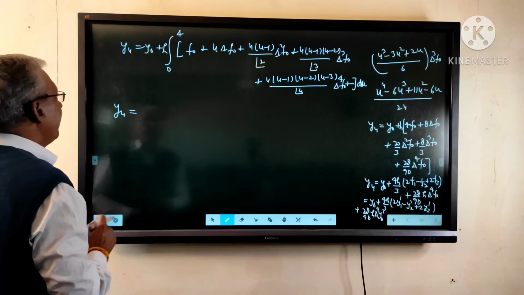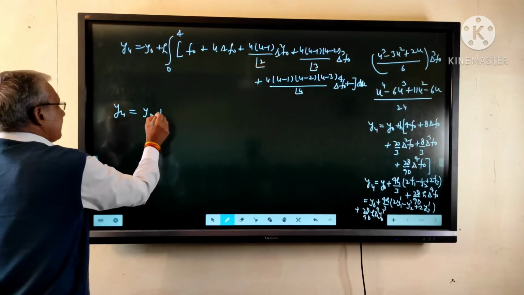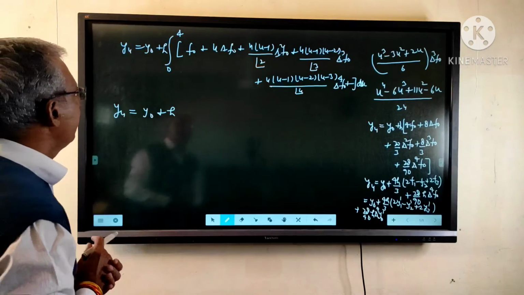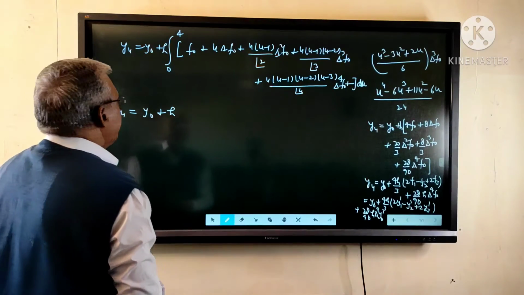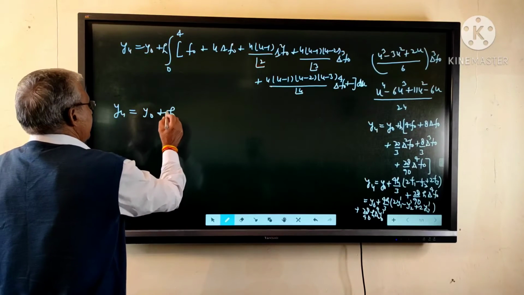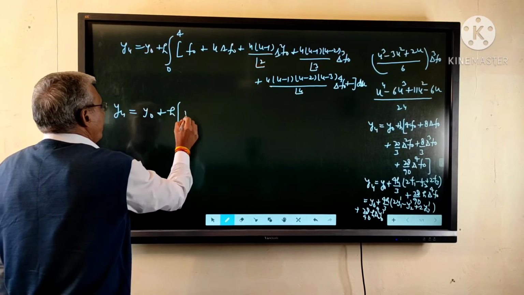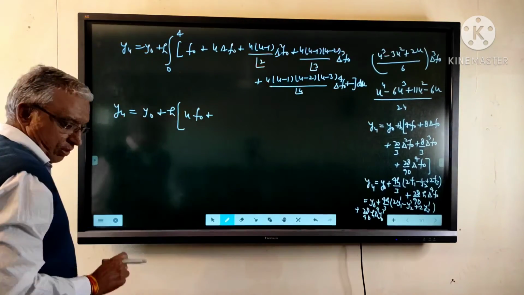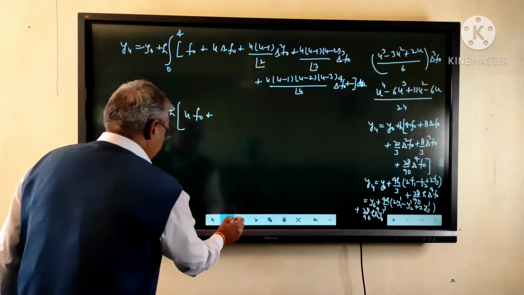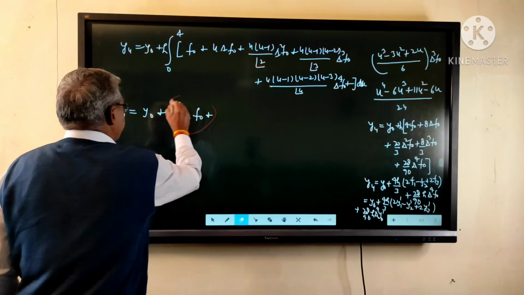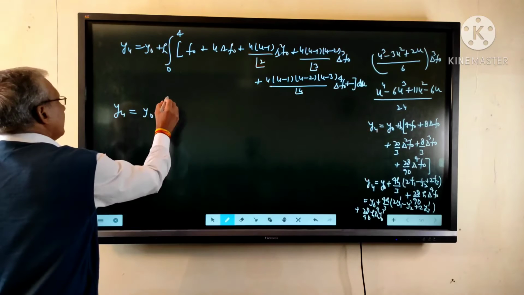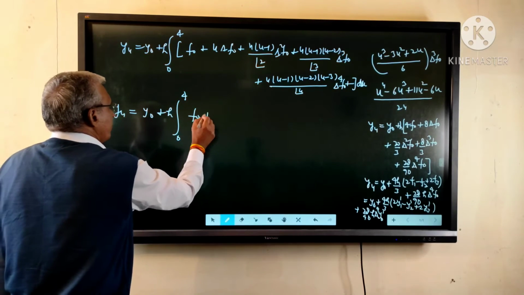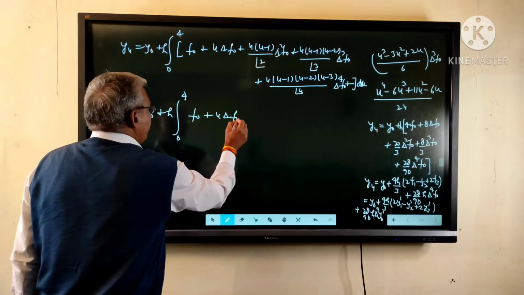Now we have y0 plus h. If you integrate, then this equals u f of 0. This can be written as h, integral from 0 to 4, of f0 plus u del of f0.